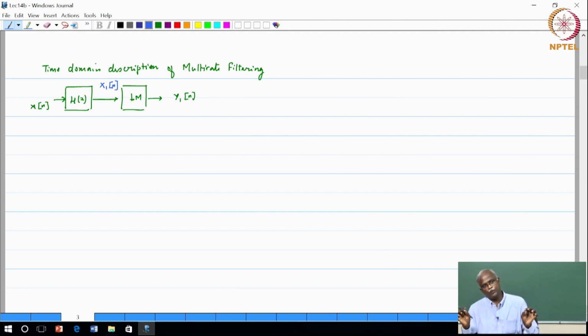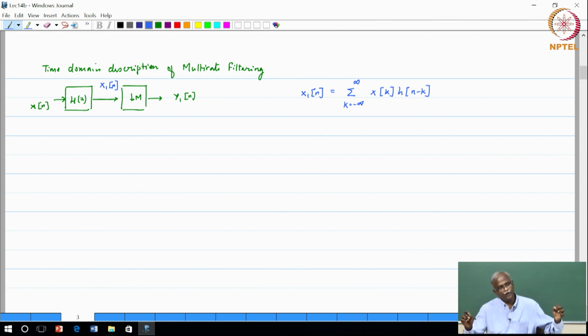Between x and x1, it is an LTI system because it is a digital filter. So, I can write down the input output relationship between x1 of n and x of n as a convolution, k equal to minus infinity to infinity, x of k h of n minus k. So, input output relationship, LTI system, first stage. The input as x of n, output as y1 is not an LTI system. So, therefore, in general it is difficult for me to write that relationship.